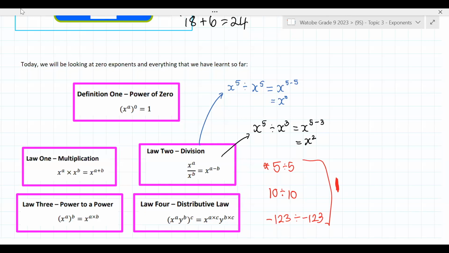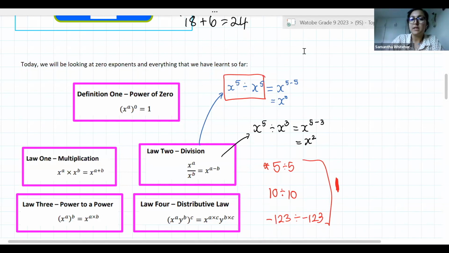And so here, when we've got x to the power 5 divided by x to the power 5, I'm dividing a value by itself. And so what that means is I'm getting an answer of 1. And so this x to the power of 0 actually means 1. And this is why our first definition says any non-zero value that we raise to the power of 0 actually has an answer of 1.